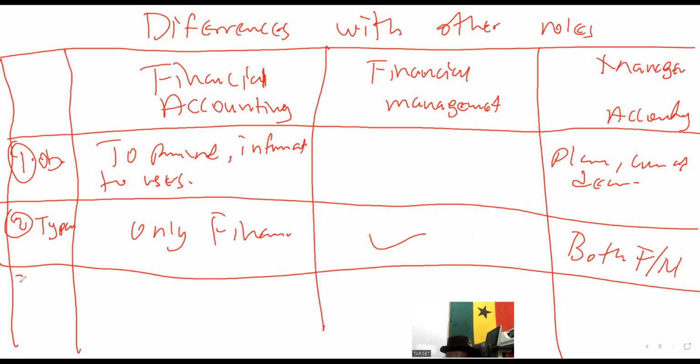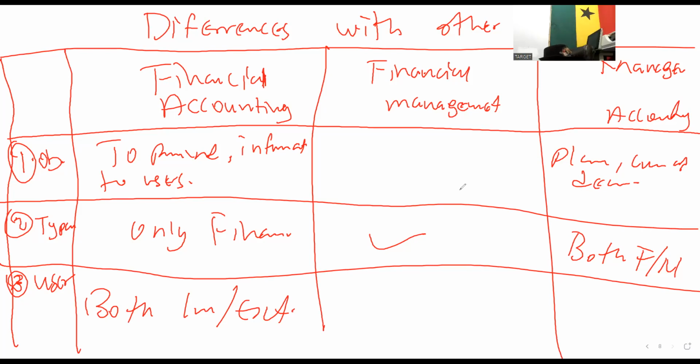You can talk about the users. Over here, financial accounting users are both internal and what? External users. So anybody can use financial accounting information. The financial report here is available. They have published it outside. The general public can read these stories.